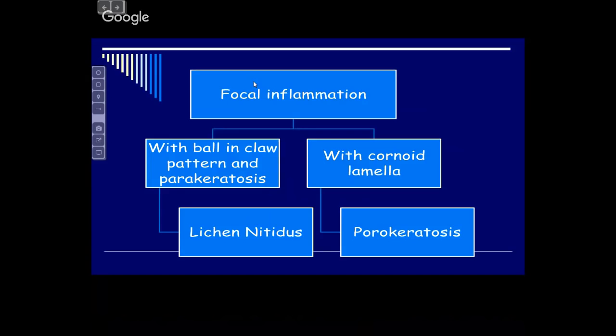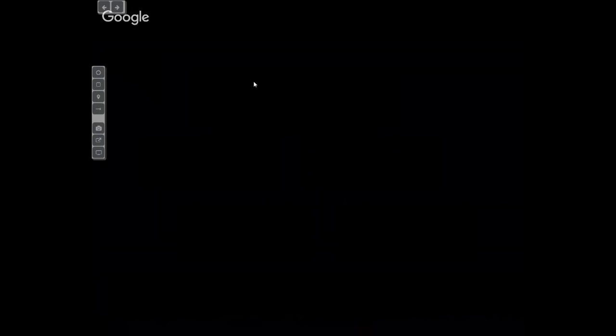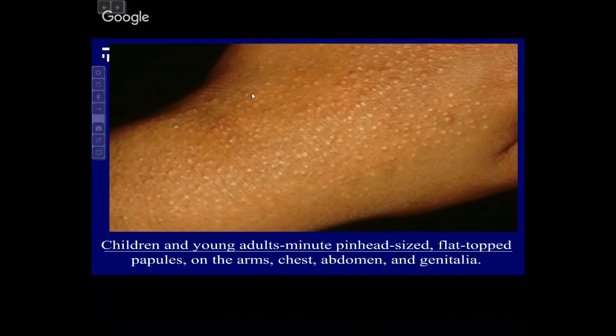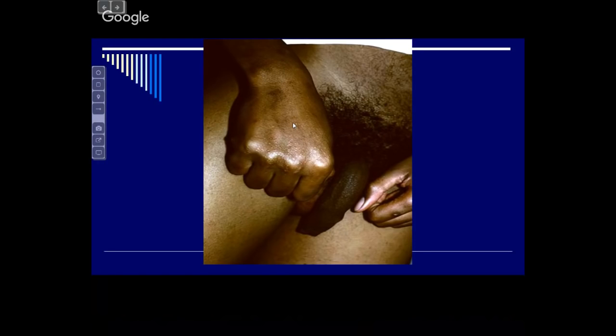If it is a focal lesion, the diagnosis is either lichen nitidus or porokeratosis. So what are the clinical features of lichen nitidus? These present in children and young adults as minute pinhead size flat top papules on the arms, chest, abdomen and genitalia. Here's another example where you can see these pinhead papules both on the genitalia as well as on the arms.